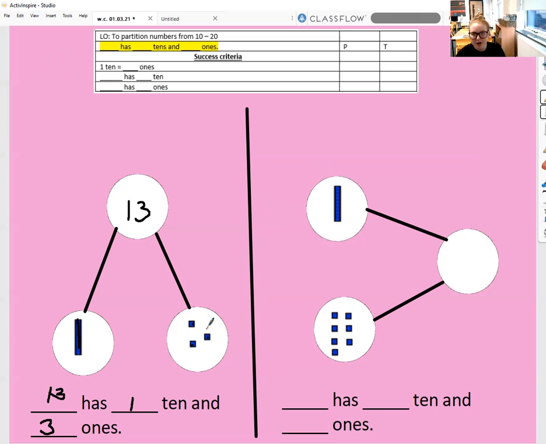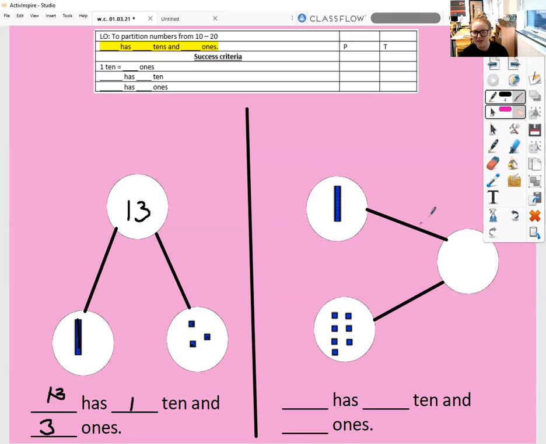Pause the screen now and have a go at this one for me. Complete the part whole model and complete the sentence underneath and come back to check it when you're ready.